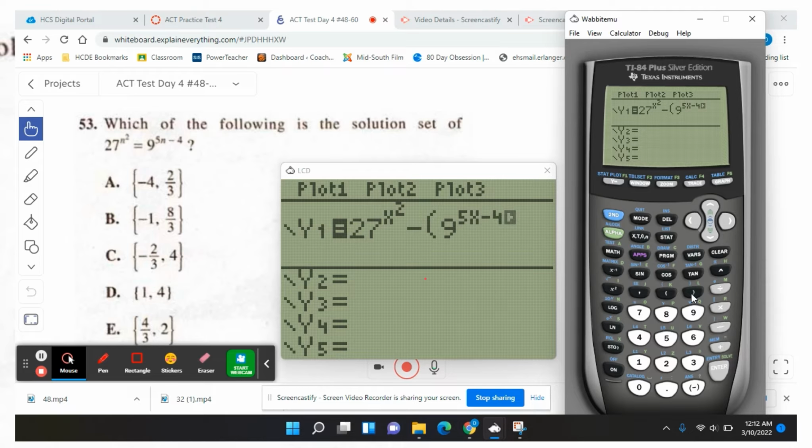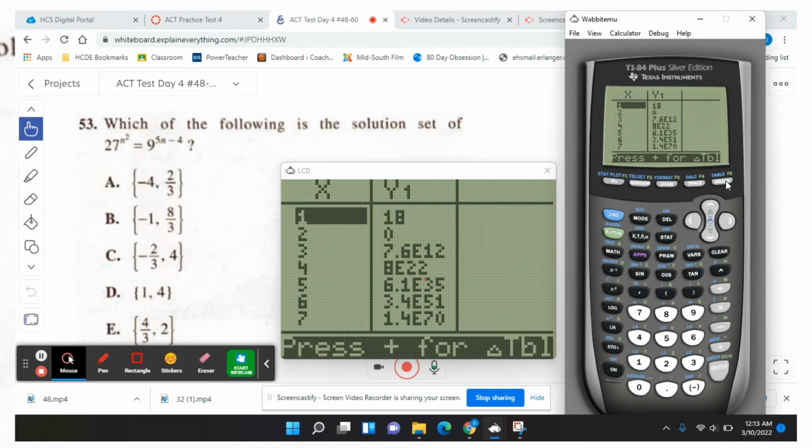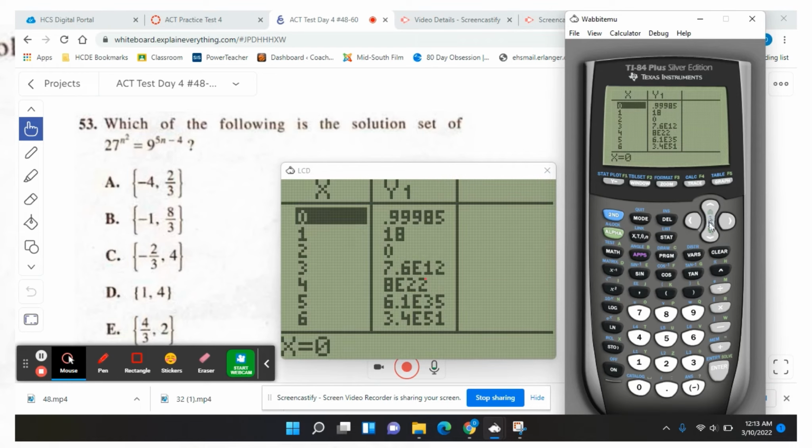So this is the gathering portion of our equation. We've gathered everything to one side. So now we have it set equal to 0, which means anywhere it crosses the x-axis is a solution. So I'm going to look at the table and see if any of these values stick out. And there it is, 2. And 2 only takes place in one of the answers, and that is E.